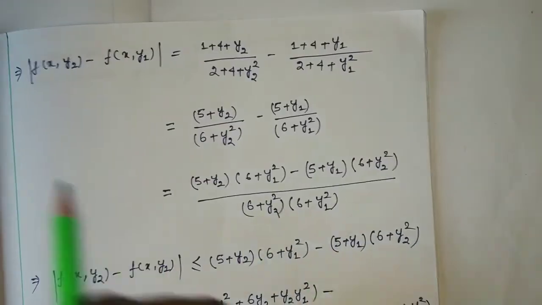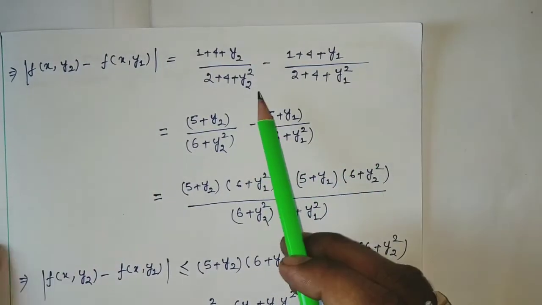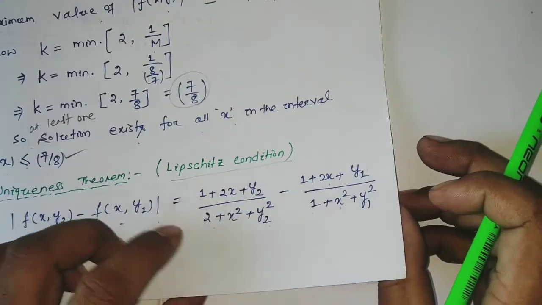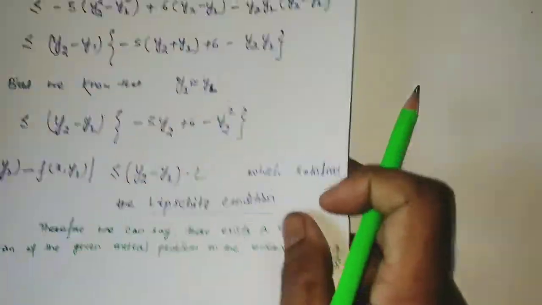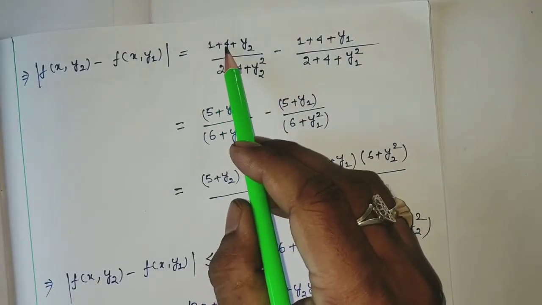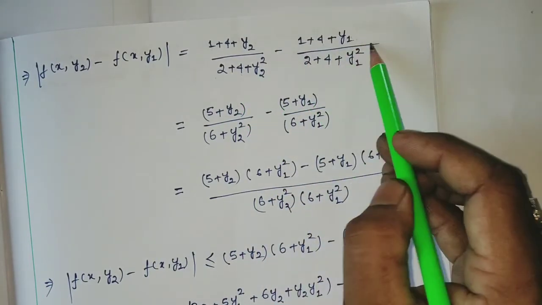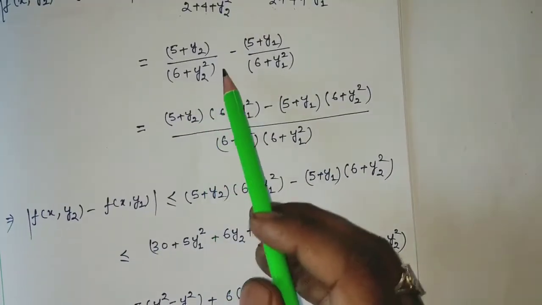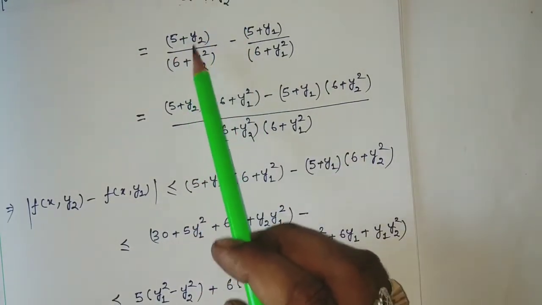Now the mod will be equal to, first we have to just simplify. So here you can see this minus this, right? So now here we are going to put the maximum value of x. Okay, so if I put the maximum value of x, then it will be (1 plus 4 plus y2) by (2 plus 4 plus y2 square) minus (1 plus 4 plus y1) by (1 plus 4 plus y1 square). Then further simplifying, we can get this one. See, this will be (5 plus y2) by (6 plus y2 square).